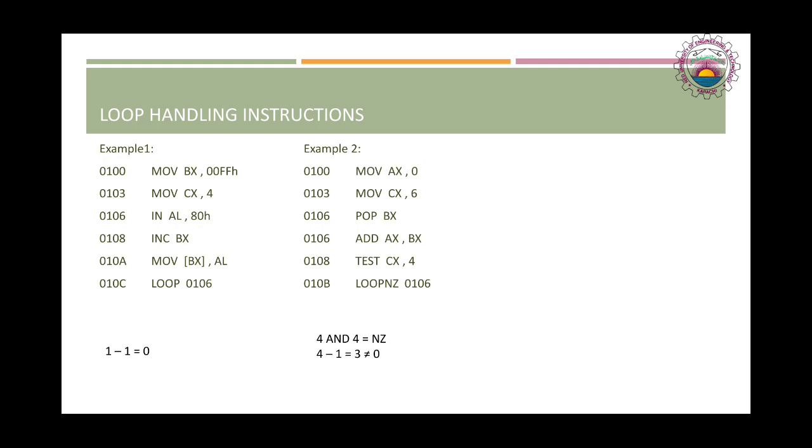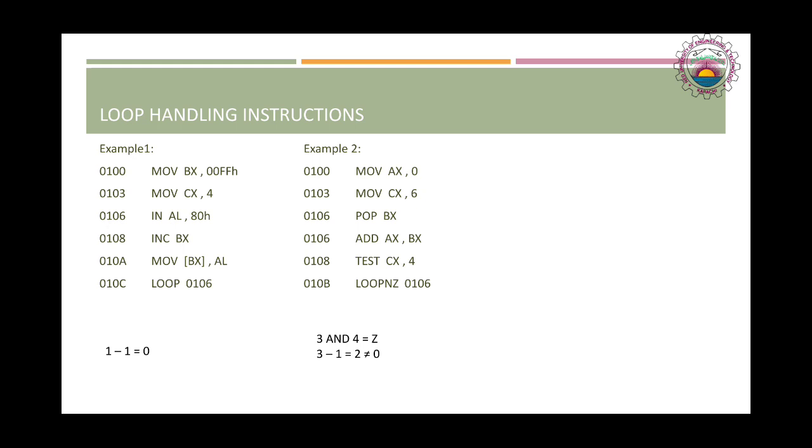Now CX is having 3, that will be ANDed with 4, and result will be a 0 value. When LOOPNZ instruction will occur, that will be decrementing CX by 1, 3 minus 1 equal to 2, that is non-zero. But second condition required for continuation of LOOPNZ instruction is not satisfied now, as zero flag is 1 now, so loop will be terminating.